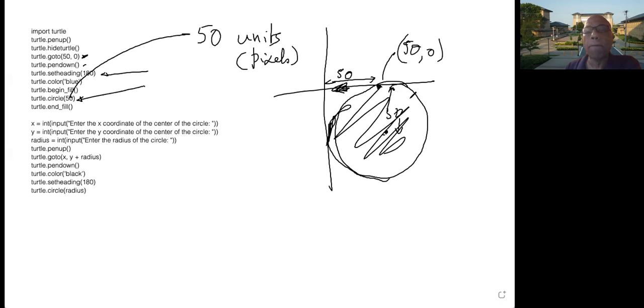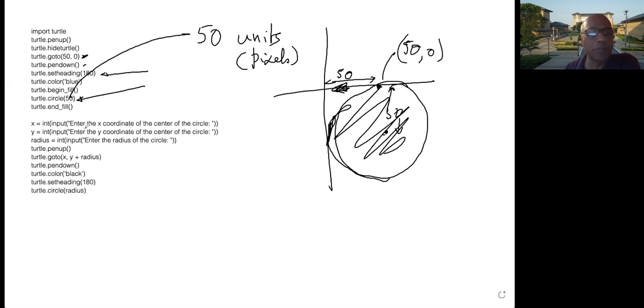Okay. I did not insist, when I was grading, that the center be exactly at 50, negative 50, but I wanted it to be blue and have a radius of 50. And many of you got this right.